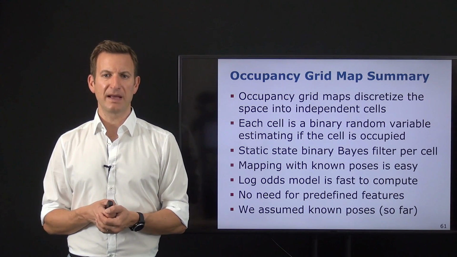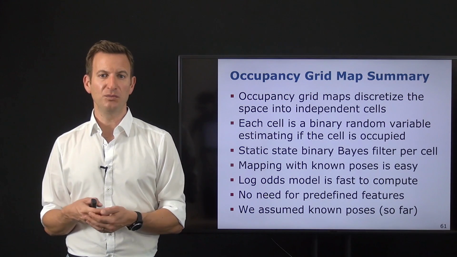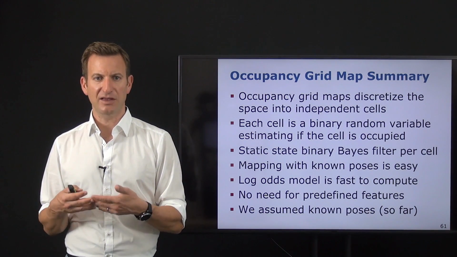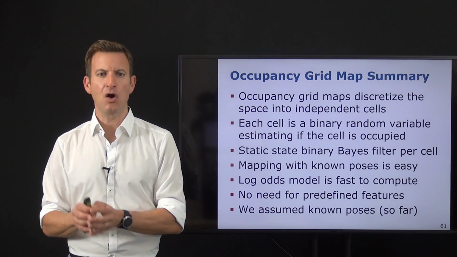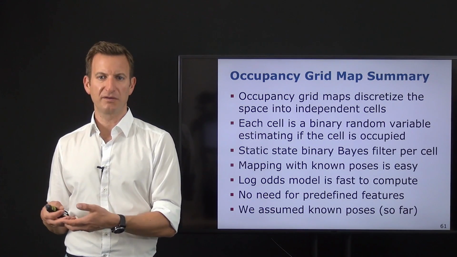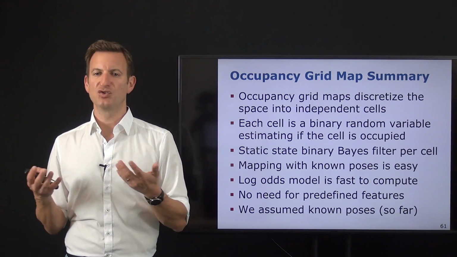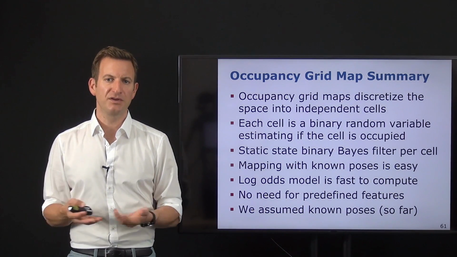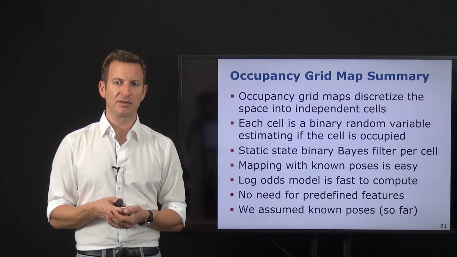The occupancy grid mapping algorithm in its original form also assumes a static world. So it assumes the world doesn't change. That means a cell is either occupied or it is free. If it's occupied, it will stay occupied. If it's free, it will stay free. Again, this is an assumption which in most situations doesn't hold in the real world, but it is an assumption that the mapping algorithm makes.